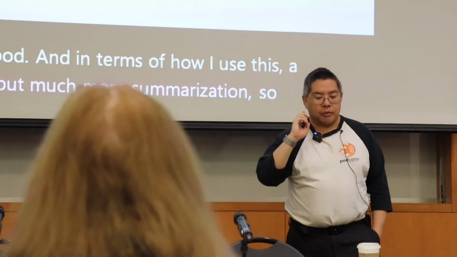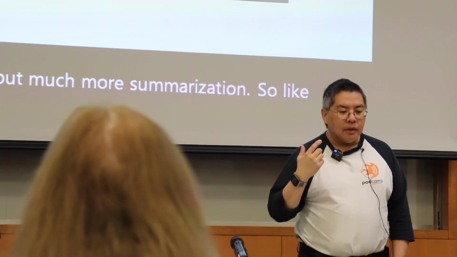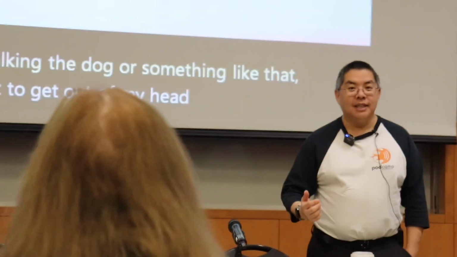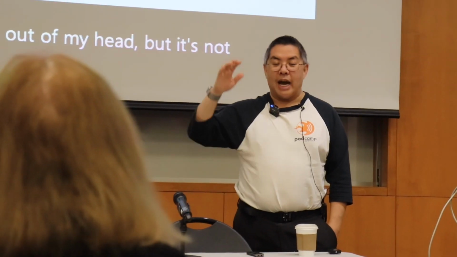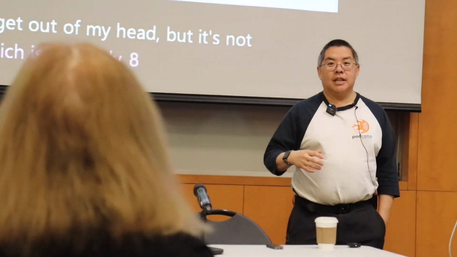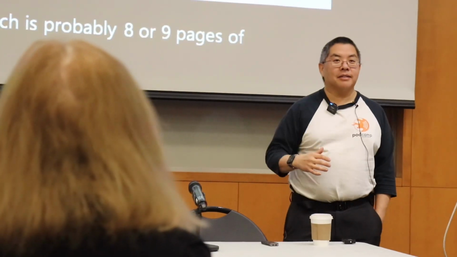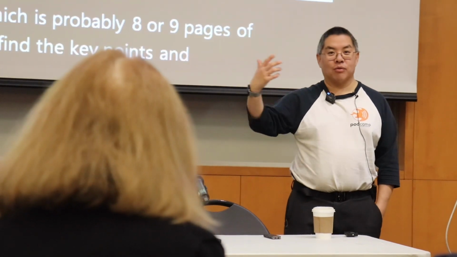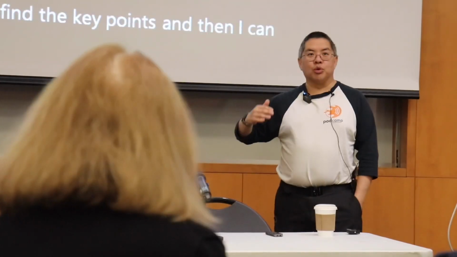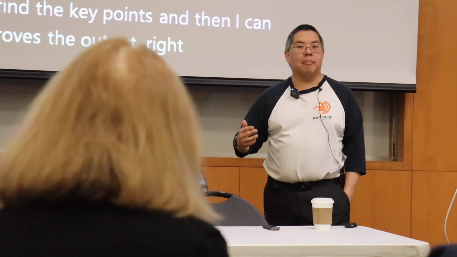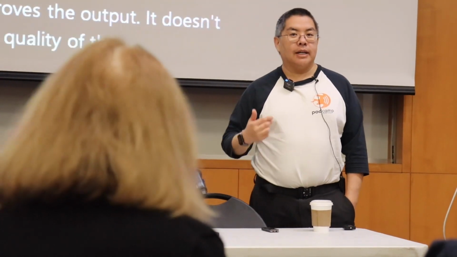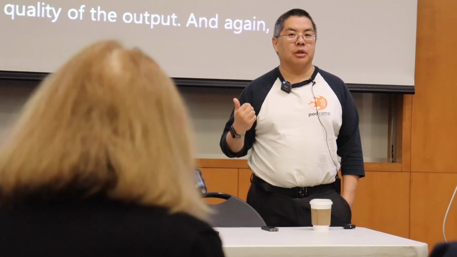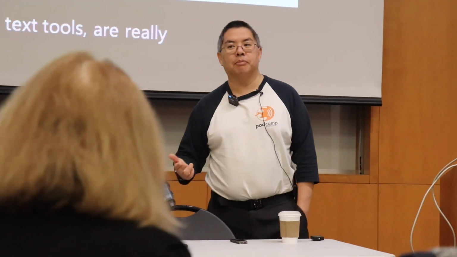So, when I write a newsletter, very often I'm in the car or walking the dog, and I have a bunch of stuff that I want to get out of my head, but it's not coherent. So I feed in the first draft, which is probably 8 or 9 pages of rambling, and say, okay, summarize, find the key points, and then I can go back and refine that and write it. That improves the output. It doesn't necessarily speed it up, but it improves the quality. And that's where I think these tools, particularly the text tools, are really powerful: improving the quality of output. Transcripts are a gold mine.